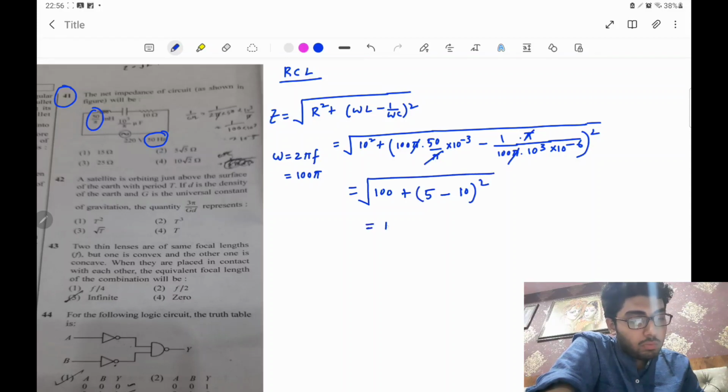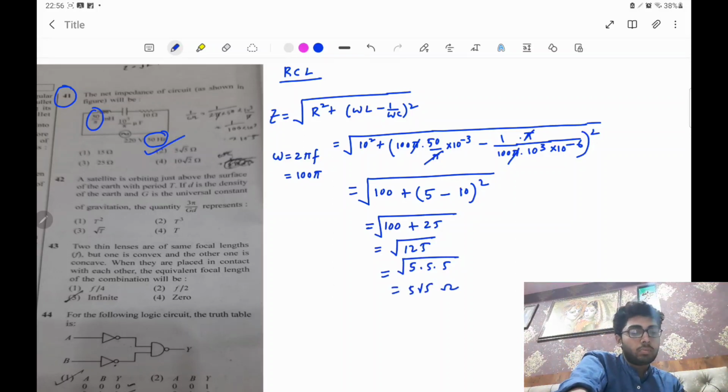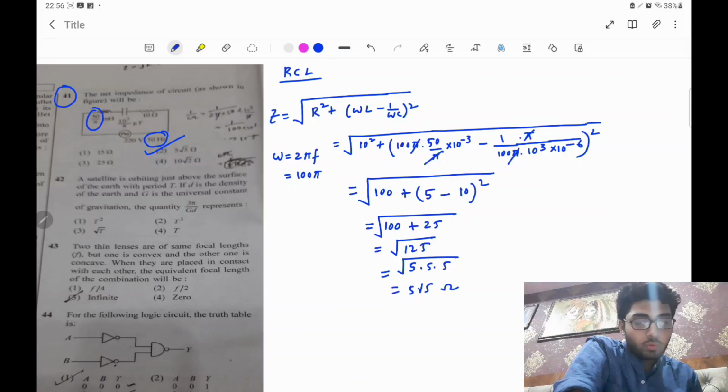So this is coming out to be root over 100 plus 25, root over of 125. And clearly 125 is actually what? 5 cube. So 5 into 5 into 5. So if you just take out the root, it will come out to be 5 root 5 ohm. Okay, so the correct option is coming out to be how much? This is coming out to be option 2. Okay, clear? Now come to the next question.